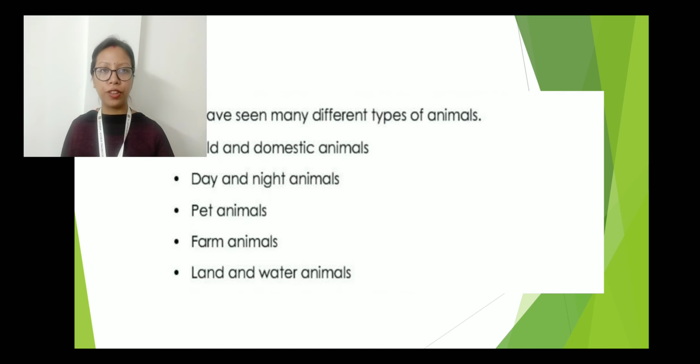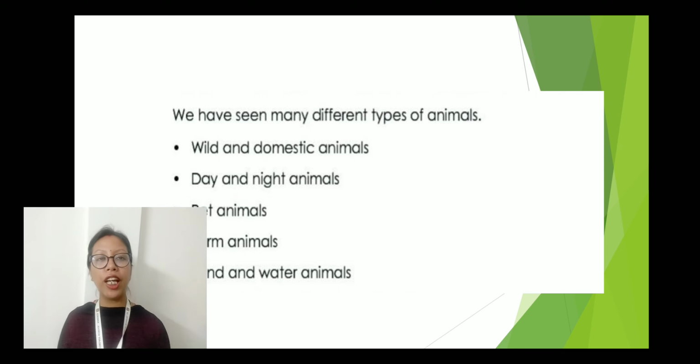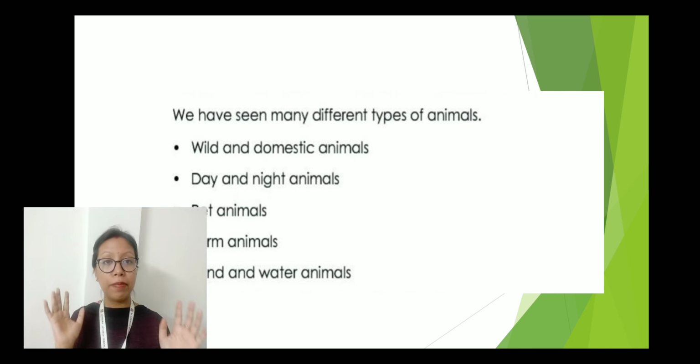Now let us move to the next part, which is, we have seen many different types of animals, right? In this lesson, we have seen many.